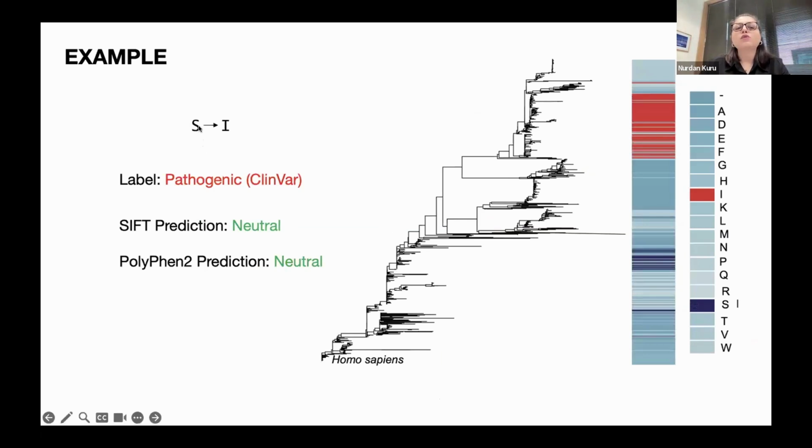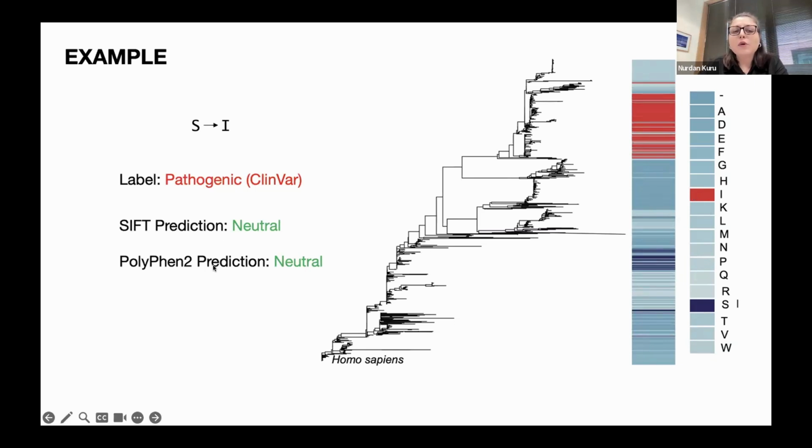This time a substitution from S to I, isoleucine, is labeled as pathogenic in ClinVar. And here you are seeing the multiple sequence alignment and tree together. Both SIFT and PolyPhen-2 say that this variant should be neutral. When we check the alignment and tree, dark blue is S, the reference amino acid, and red is the alternate one, the I amino acid, isoleucine.